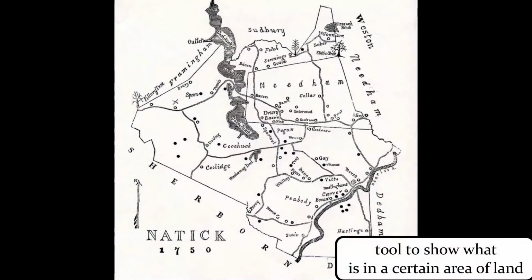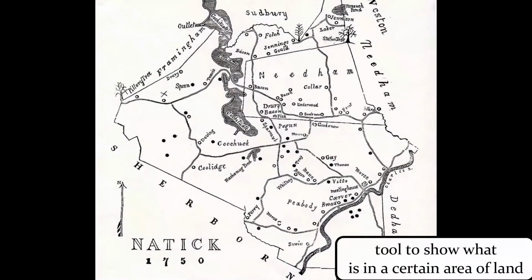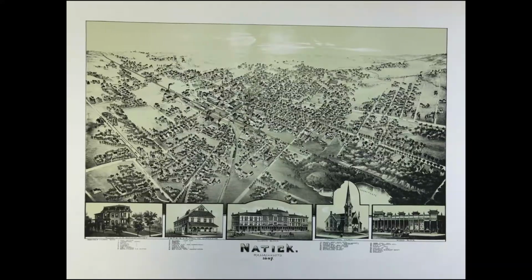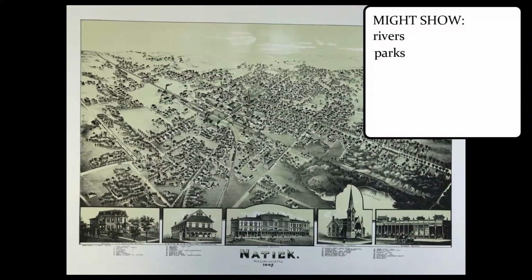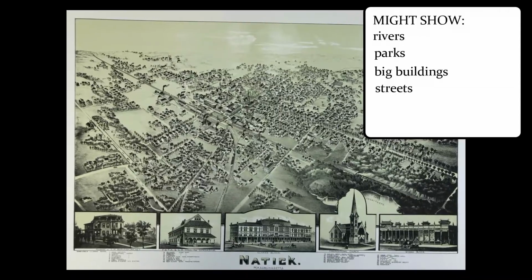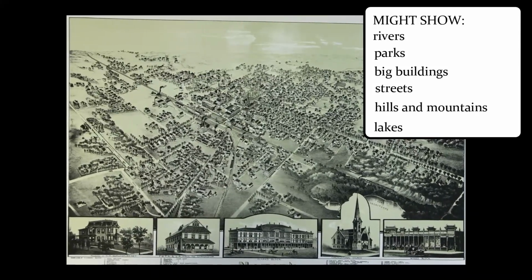What is a map for? A map is a tool to show a person what is inside a certain area of land. It might include features like rivers, parks, big buildings, streets, hills or mountains, and lakes.